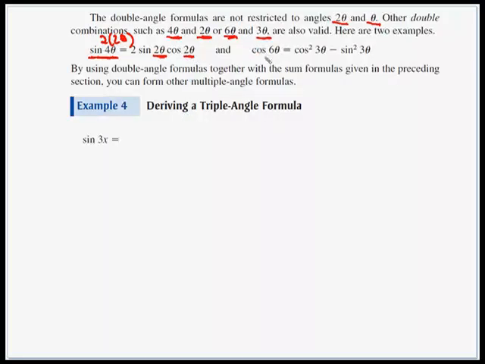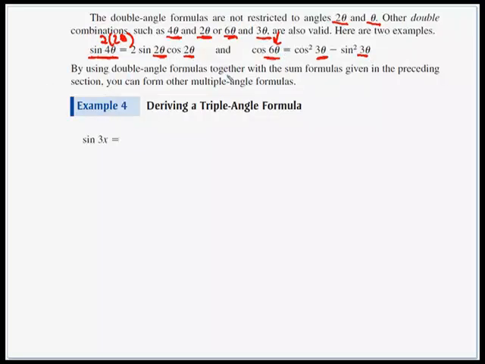We could do the same thing with cos of 6 theta with the squared formula, cos squared minus sine squared. So that would be the cos squared of half of this, 3 theta, minus sine squared of the same half of the original angle, 3 theta.